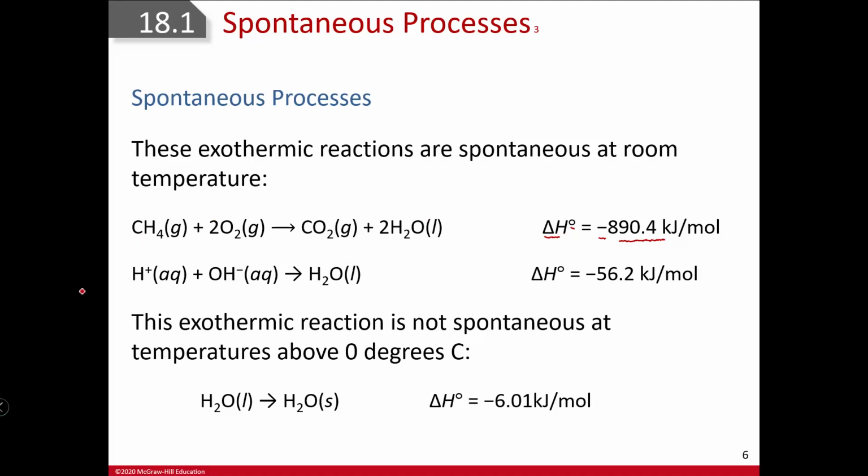We also have hydrogen ions reacting with hydroxide ions to form water, and that's a spontaneous reaction. Again, an exothermic reaction. And you go, why are these spontaneous? Well, under their conditions, and maybe I should try to write this a little better here if I can.